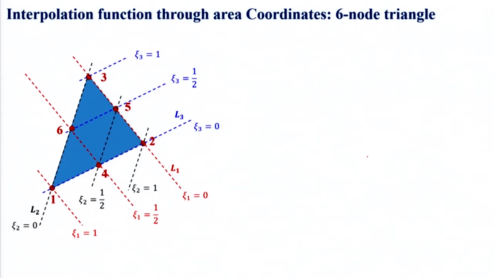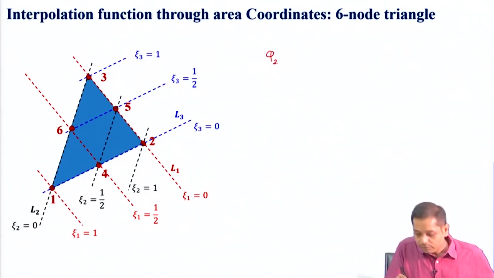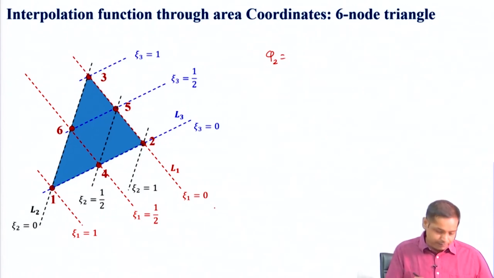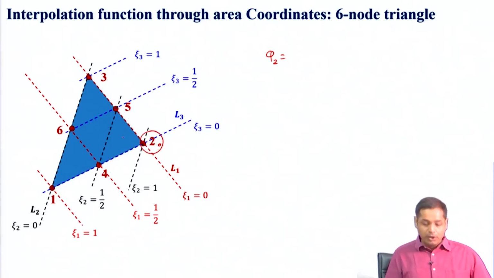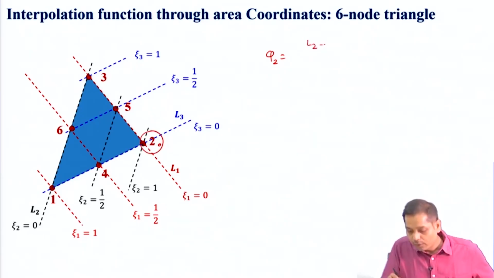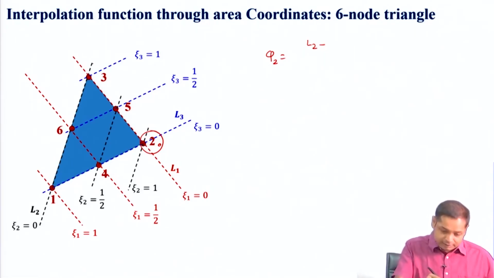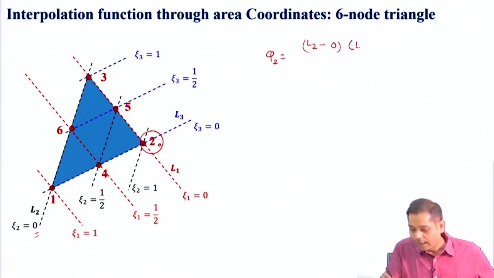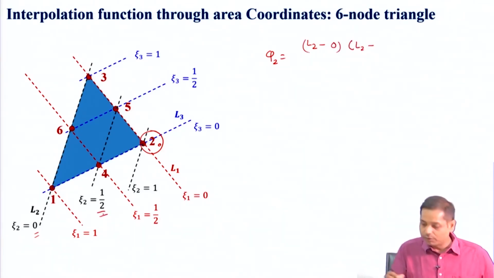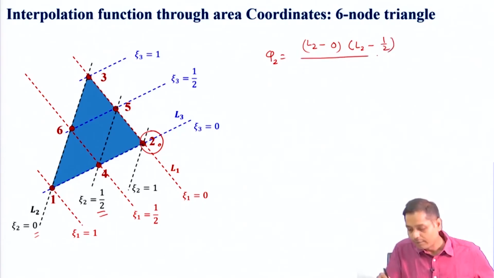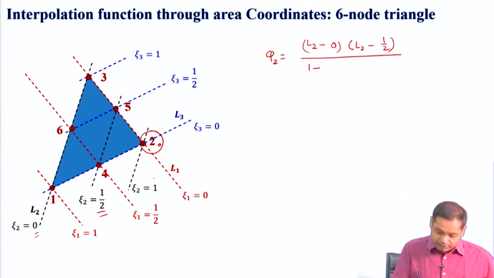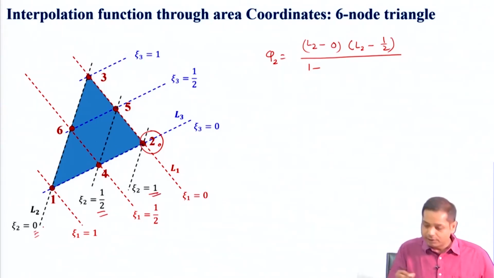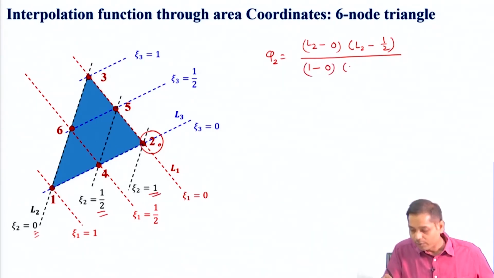Similarly, let us find out phi 2. Phi 2 corresponds to this node. So phi 2 will be L2 minus, this xi2 will be 0 here, so it is 0, and then L2 minus the mid side node, xi2 equal to half, and then divided by 1 minus xi2 equal to 0, and then 1 minus xi2 equal to half.